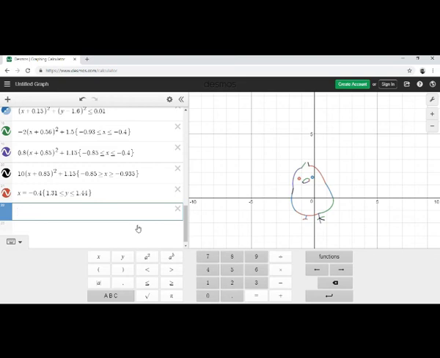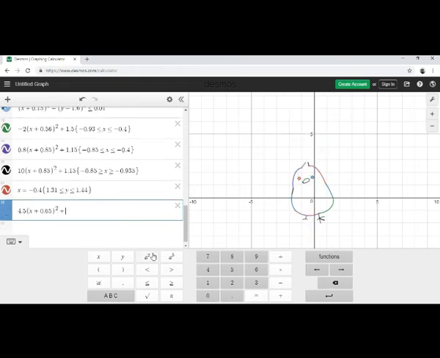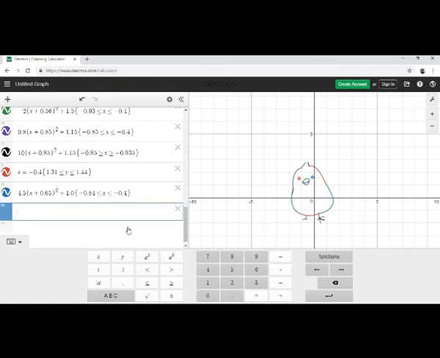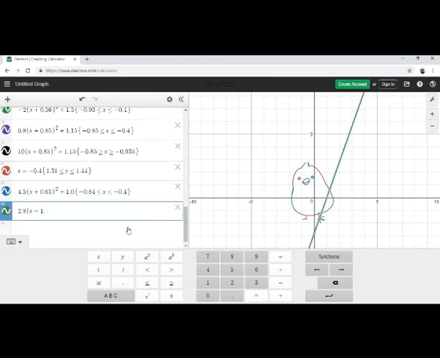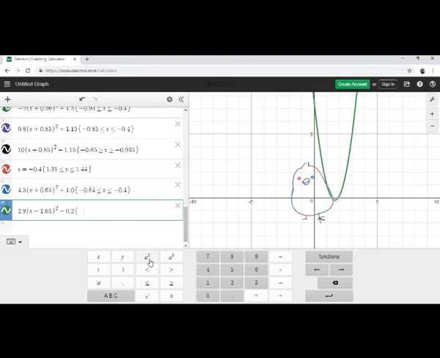Next is 4.5 times (x + 0.65)² + 1.0, and −0.84 < x < −0.4. Next is 2.8 times (x − 1.65)² − 0.2, and 1.51 < x < 2.2.